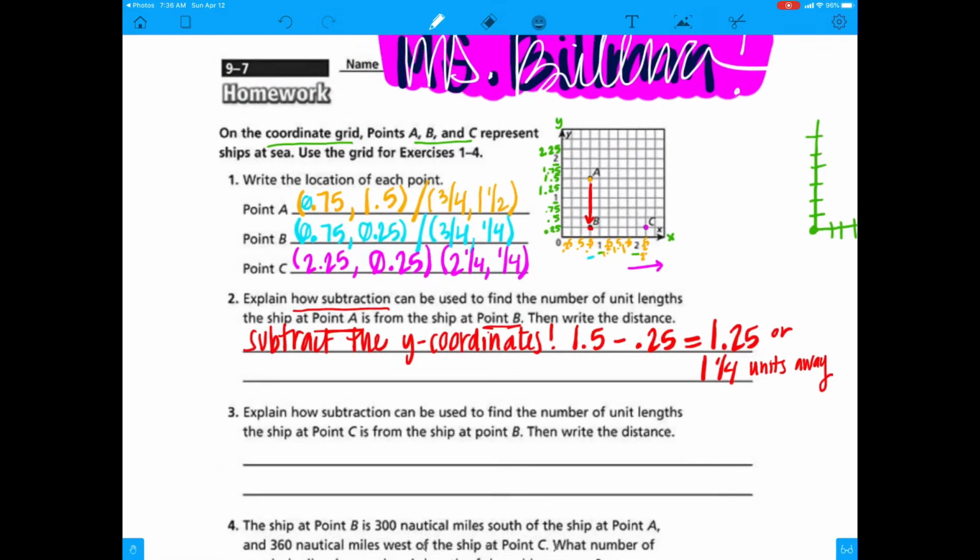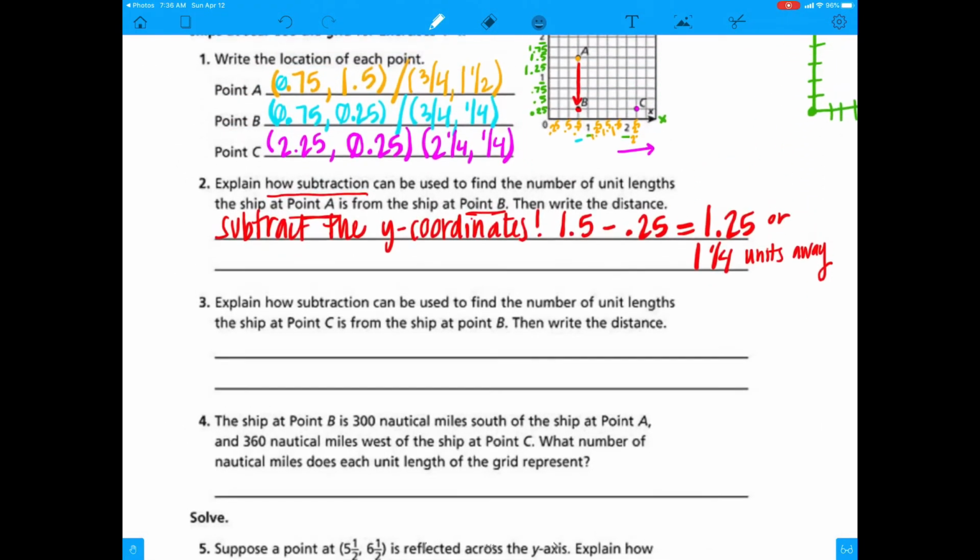Now, things I could also do: I could count the number of boxes, which is 5, and then multiply by 0.25, which would give me 1.25. Either way, I'm getting the same answer, and I'm using a multitude of different math strategies that I know.